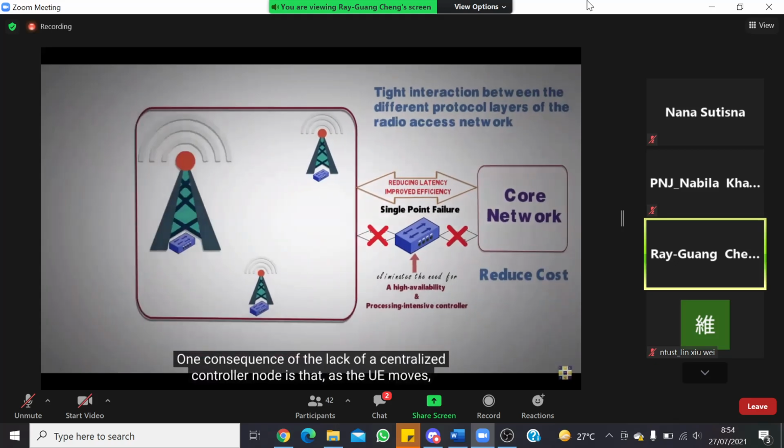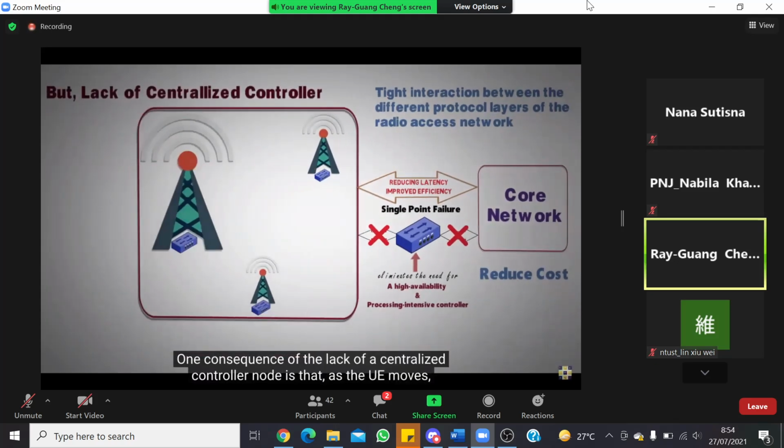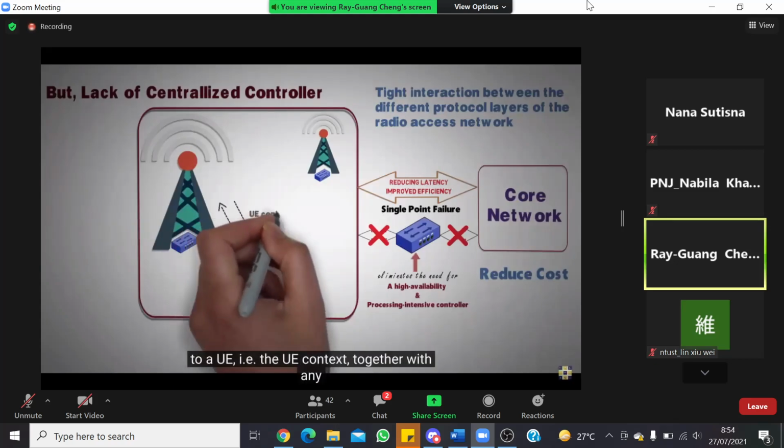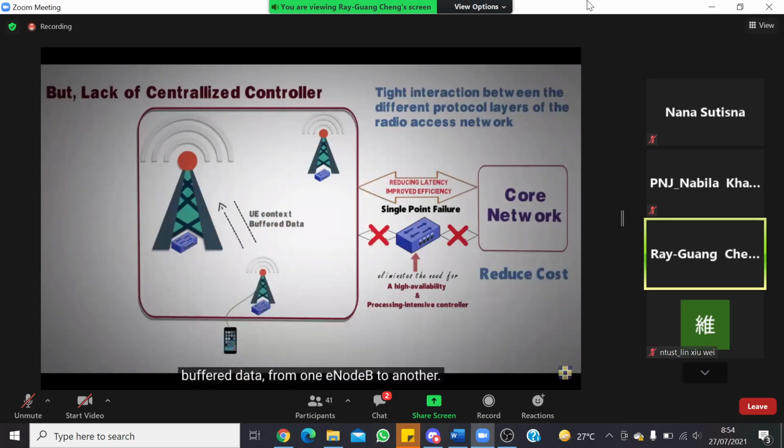One consequence of the lack of a centralized controller node is that as the UE moves, the network must transfer all information related to a UE, that is, the UE context, together with any buffered data, from one eNode B to another.